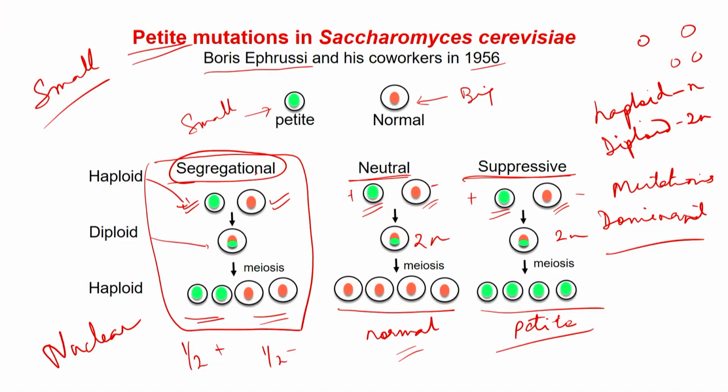So, of this, segregational shows nuclear inheritance because you are getting 50-50 over here. 50-50 progeny, meaning the nuclear DNA is dividing, and on the other hand, in neutral and suppressive, where we get all four of one type or all four of the other type, this inheritance pattern is because of the maternal cytoplasm or the maternal contribution or the contribution from the plus. So, this is an example of Petite mutation.